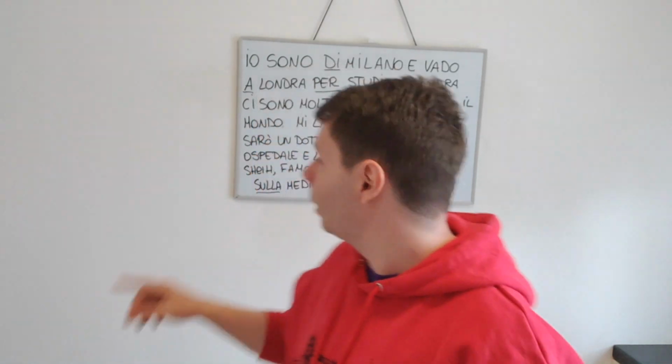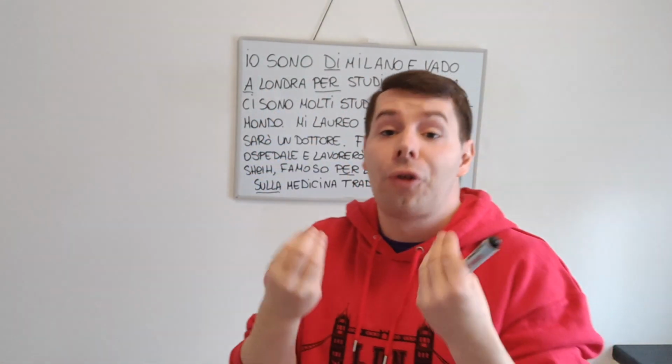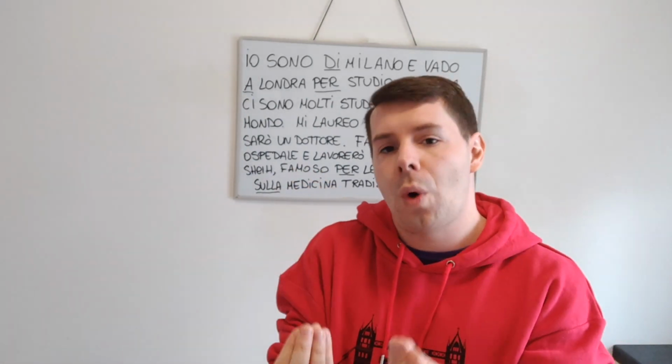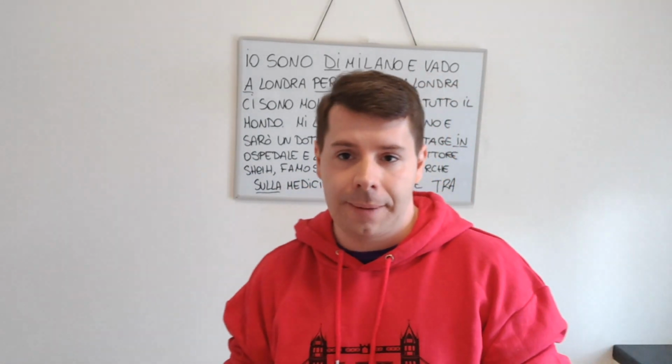So for example, vado a Londra for what? Per studio. Famoso for what? Per le sue ricerche. In Italian textbook you are going to see that per indicates the cause of the action or the goal of the action. I don't want to go so deep into the preposition.